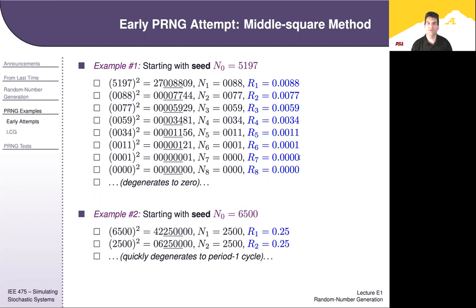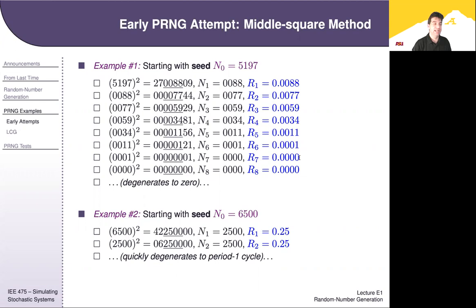And once it's zero, zero squared is still going to give me an 8-digit number, 8 zeros, and it's just going to get stuck at zero forever. So it degenerates to zero and then gets stuck there at a fixed point. So that's not good. Another example, let's say, okay, maybe I just chose a bad seed.